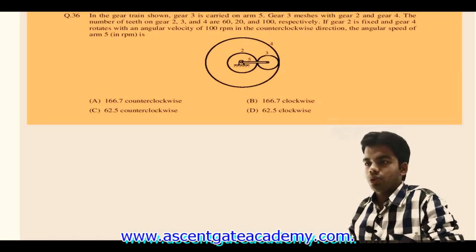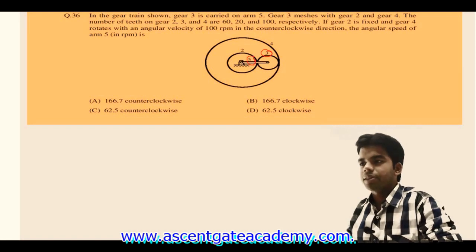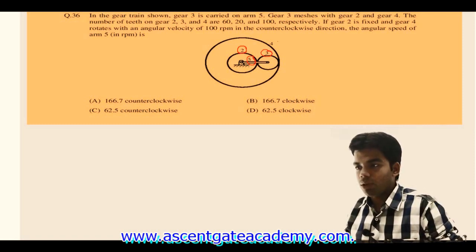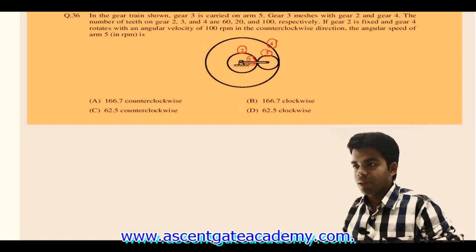In the gear train shown, the gear 3 is carried on arm phi. Okay, so we have gear 3 which is carried on arm phi. Gear 3 meshes with gear 2 and 4. So we have this gear 2 through which the gear 3 is meshing externally, and this is gear 4 by which the gear 3 is meshing internally.